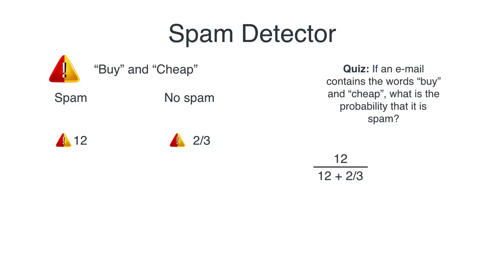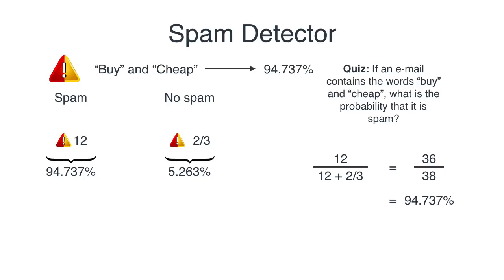And by the way, if you've seen the formula for Bayes theorem, there's a ratio and it's precisely this one. So what do we do with this fraction? Well, we put it in lowest terms, it's 36 over 38, or 94.737%, because this split is 94.737 and 5.263. Therefore, our final answer is that the words buy and cheap give us a probability of 94.737% of being spam. That means if we have an email with both of those words, it's 94.737% likely to be spam. And that is precisely the naive Bayes classifier.